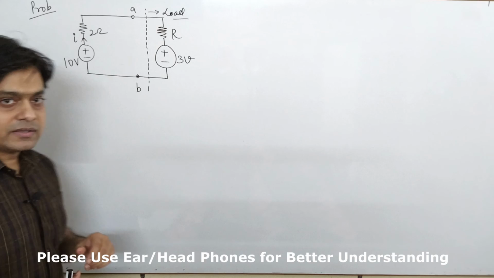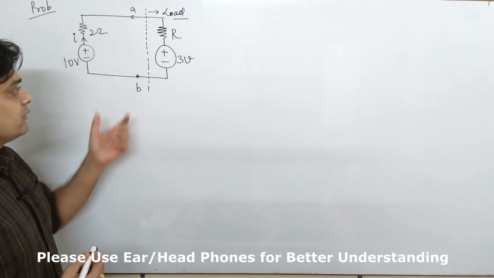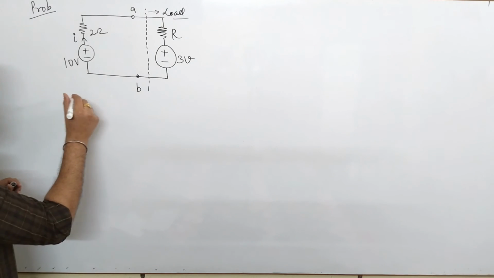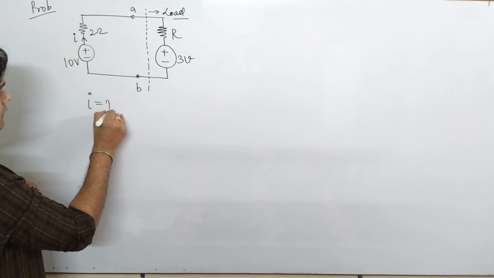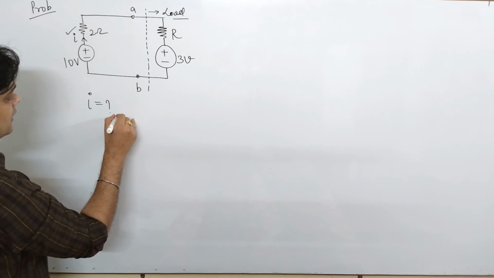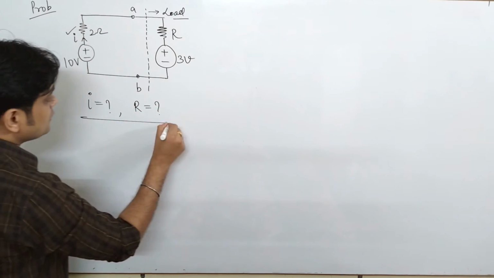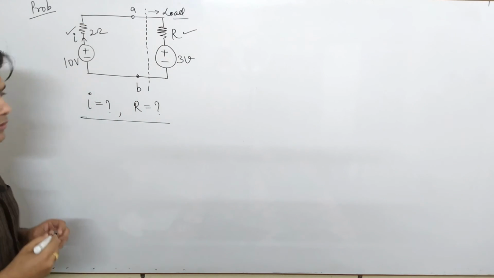This problem was asked in the GATE examination. It was a GATE 2 marks question. In this question, you have to find the value of I, which is mentioned here as this, and the value of R, which is mentioned here as this. So these two values you have to find.